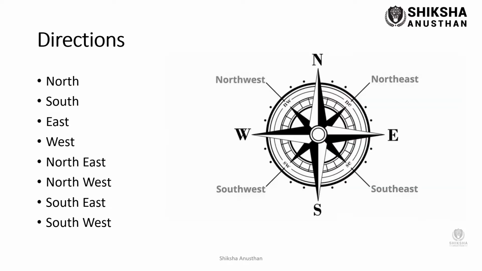Now coming to the directions. In general there are four directions: north, south, east, and west. As you can see in the figure, there are some sub directions within these four directions. These are northeast, southeast, southwest, and northwest. Now let us go to details.